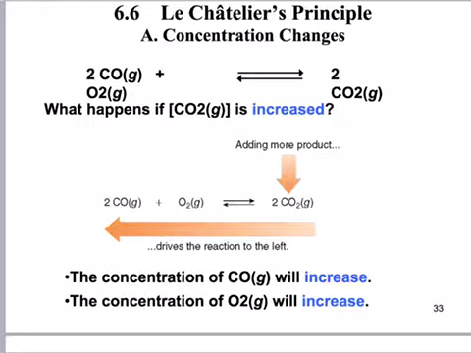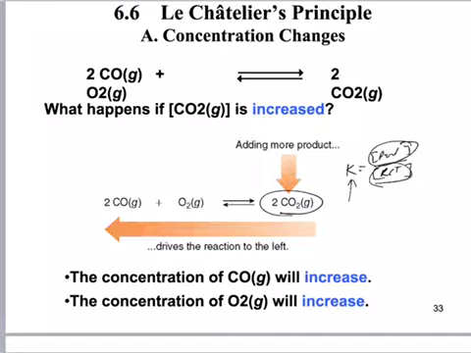If I increase a product, same equation, then K is equal to product over reactant. Then the products become larger. That's going to force the reactant amounts to increase in order to bring K back to the equilibrium value. So the concentration of carbon monoxide and the concentration of oxygen increase, because I'm making reactants.